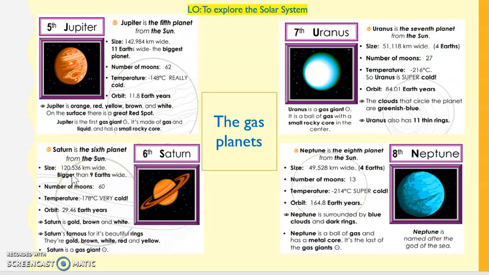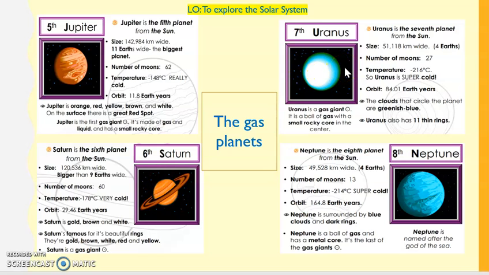The next planet, the 6th planet, is Saturn. Saturn is the 6th planet from the Sun, and Saturn is about 9 times the size of the Earth. Saturn has 60 moons, and the temperature of Saturn is about minus 178 degrees Celsius, so very cold. It takes Saturn about 29 Earth years to orbit the Sun. Saturn is known for its distinct, beautiful rings around it.